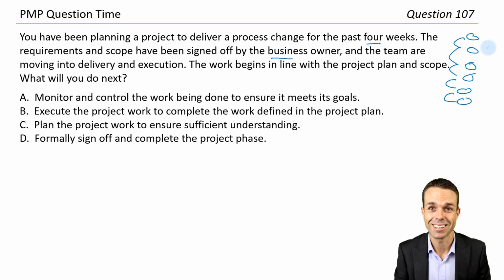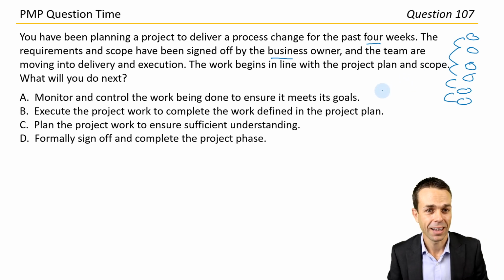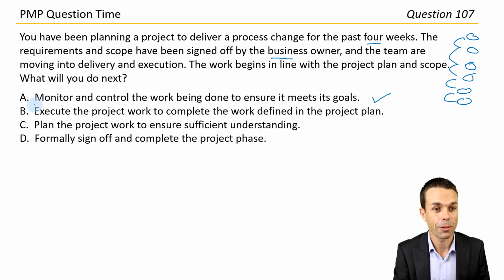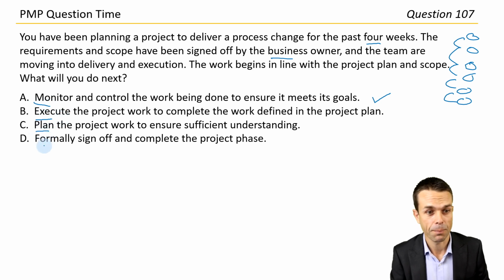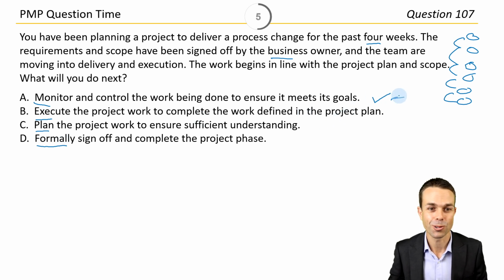So that's all of those steps that you've become very familiar with from the PMBOK 6th edition, and now they've taken a bit of a back seat in the PMBOK 7th edition. So I see we've got that answer here. There we are. These are all those steps. Execute the project work. Well, we're currently doing that. Plan the work. We've already done that. Formally sign off the project. We can't do that until it's finished. So I think for our purposes, let's monitor and control that work.